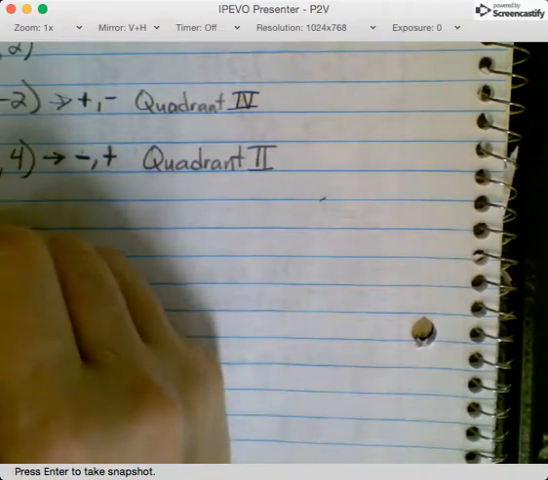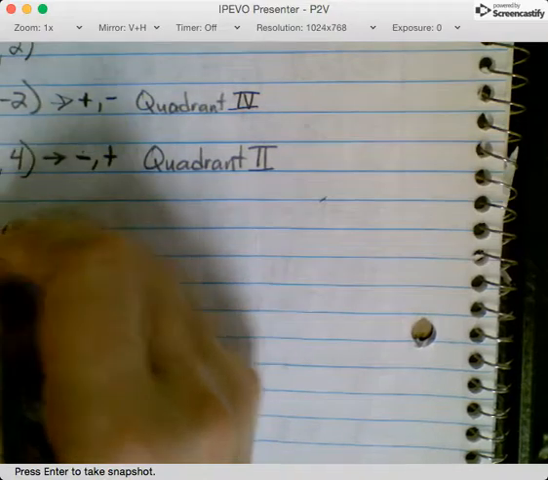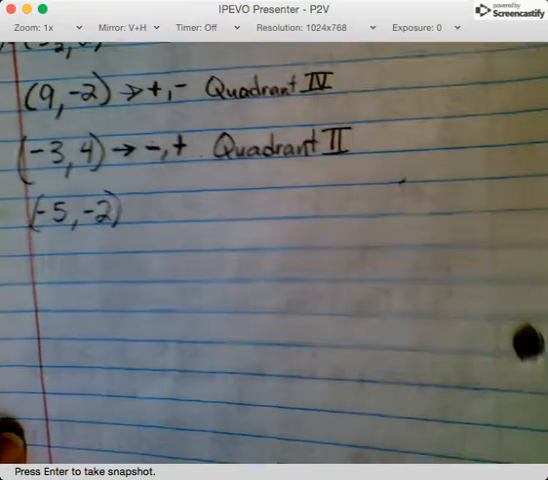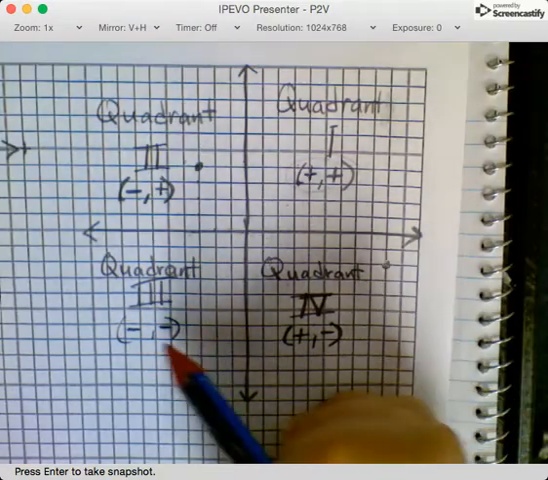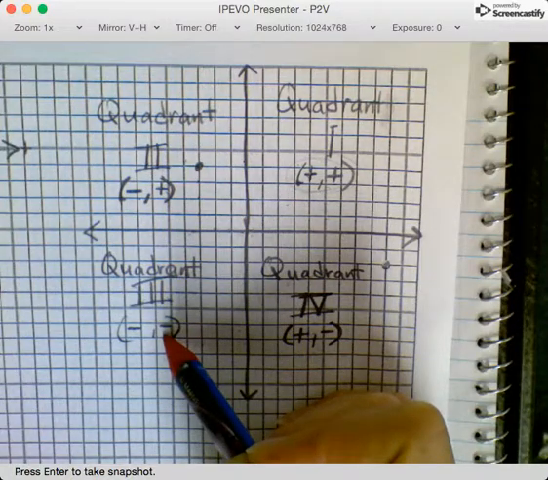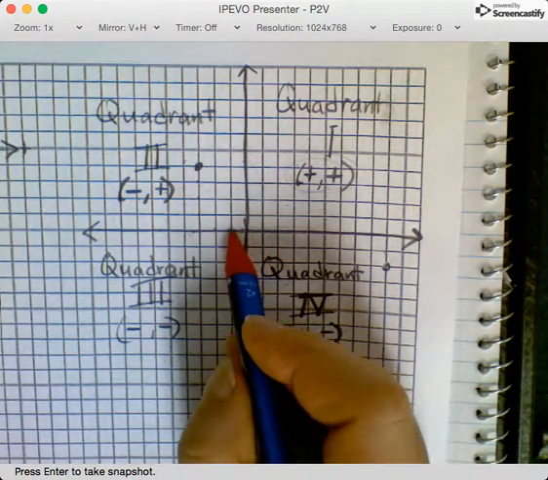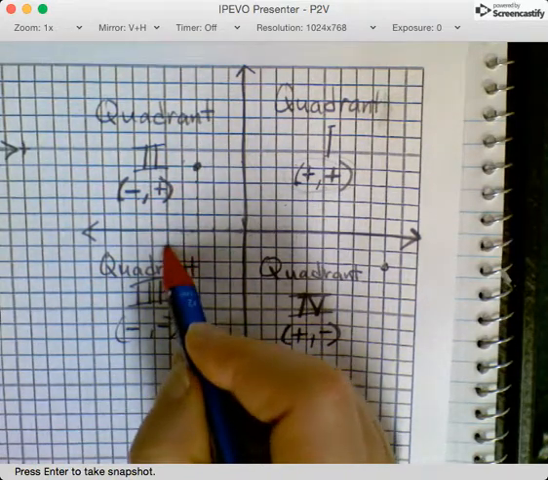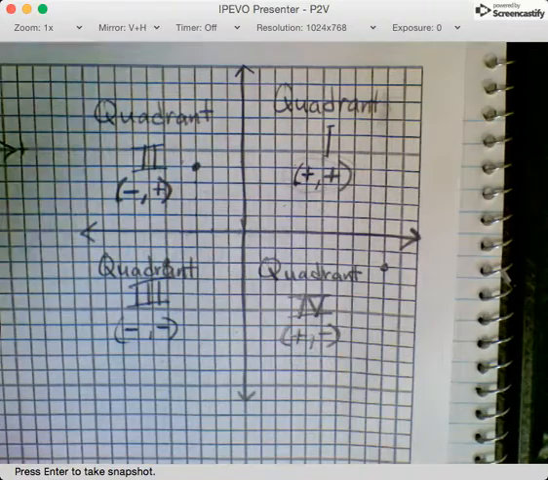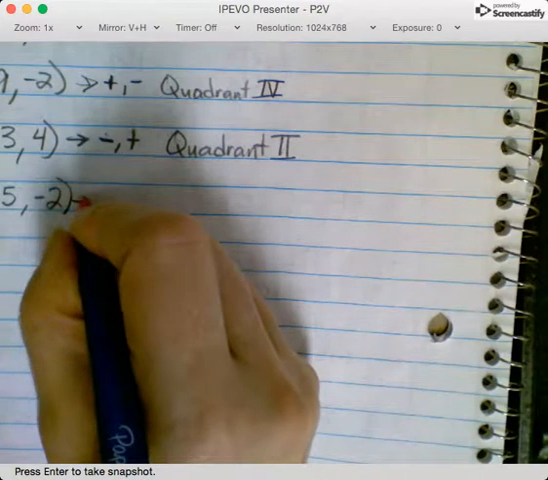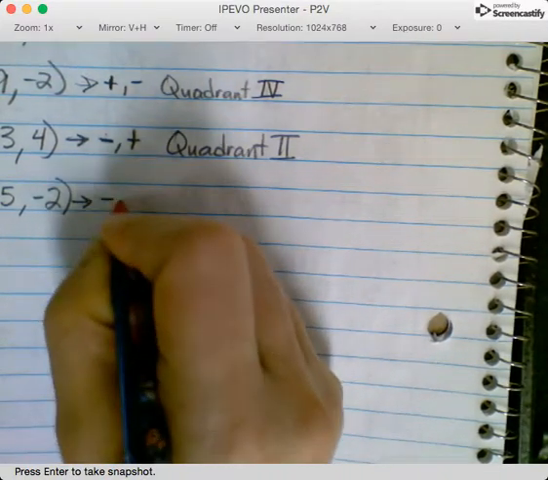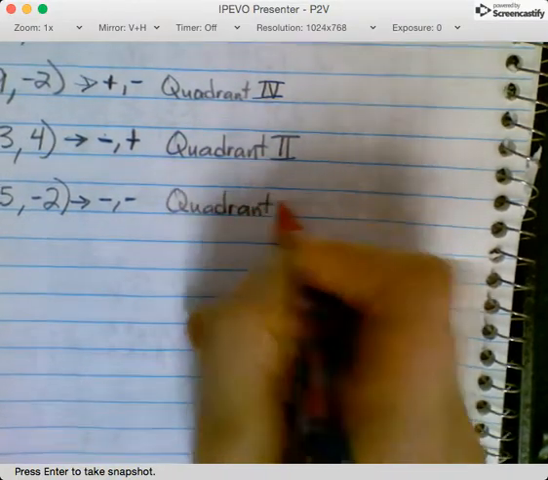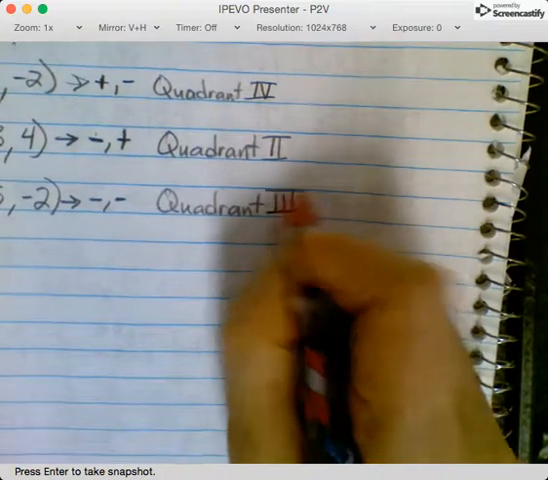Okay. Another example, -5, -2. This one is negative, negative. That makes it a lot easier. Negative, negative is quadrant 3. I can prove that. -1, 2, 3, 4, 5. -2. So -1, 2. That would be right here. That makes it in quadrant 2. Or 3, sorry. Negative, negative. Quadrant 1, 2, 3. Okay.